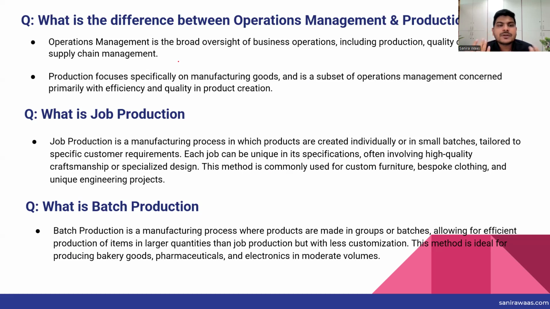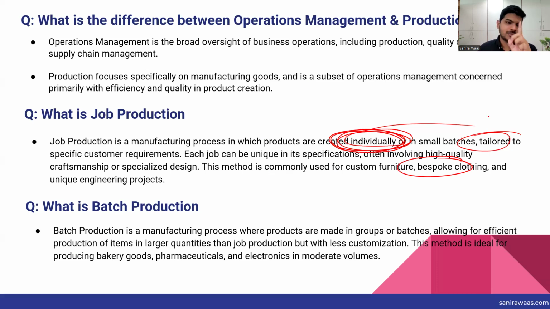Okay, now the different types of production. I have given all the definitions. One is job production. Job production is where you try to focus on an individual, tailored, bespoke item. You focus on one job at a time. But on the other hand, there are batches. Batch production is almost like job production, but it goes with a little bit of a batch.